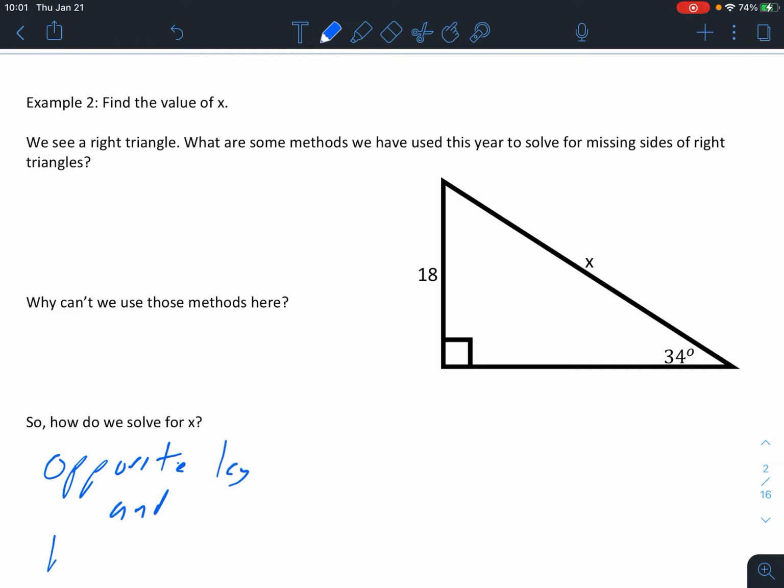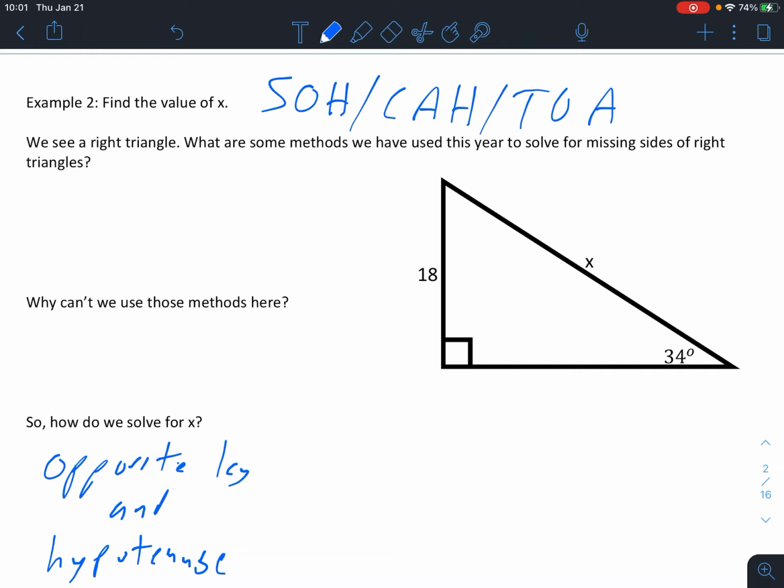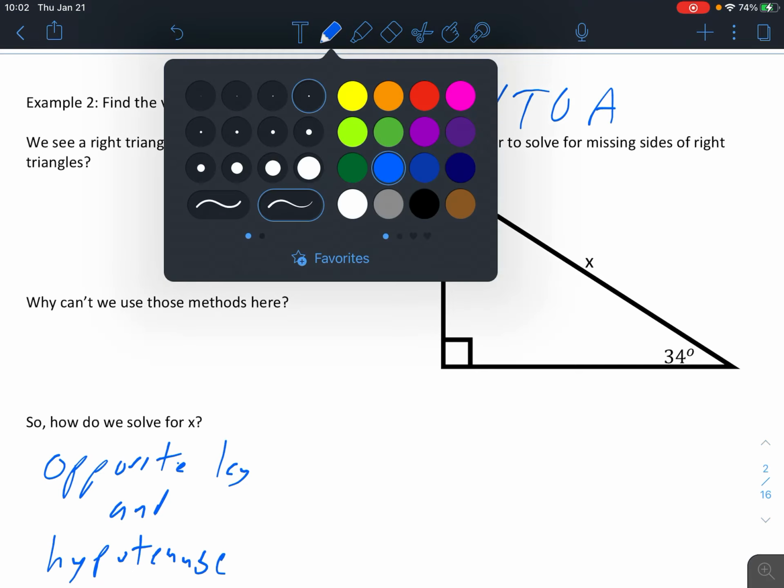So you should be thinking, all right, I'm going to use the opposite leg and the hypotenuse. Then you want to ask yourself, which of those 3 functions relate the opposite leg to the hypotenuse? If you remember SOHCAHTOA, which one is opposite leg and hypotenuse? That would be SOH. So we're going to use sine for this problem.